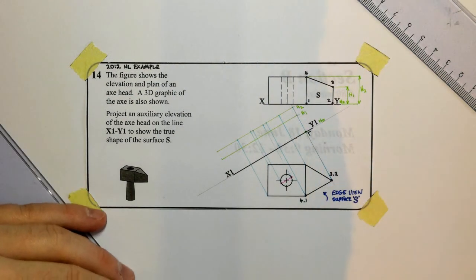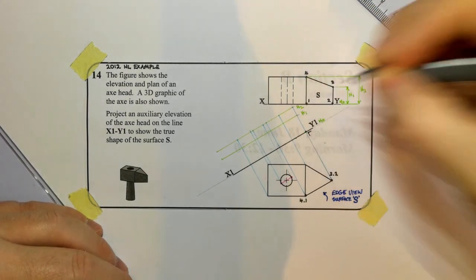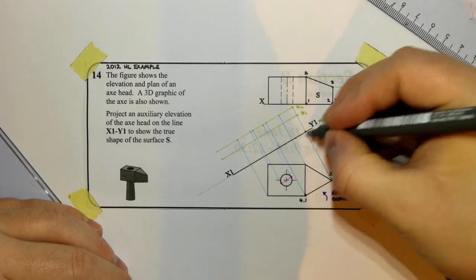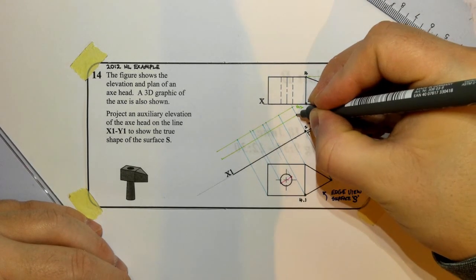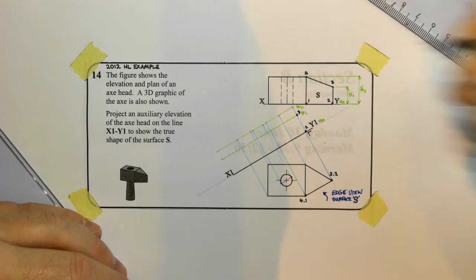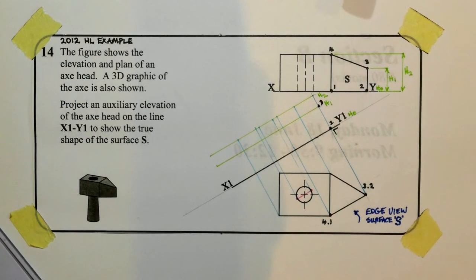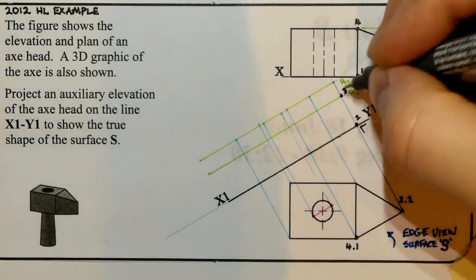Okay, so here we go. So this line contains points 2 and 3. 2 is at height h0, so that's 2 down here. 3 is at the height h1, so that's 3 there. Lovely. We'll zoom in a little bit now. Okay, so I have 2 and 3 found.